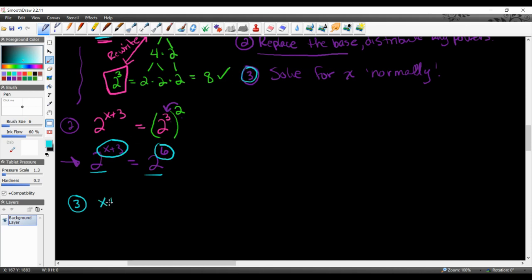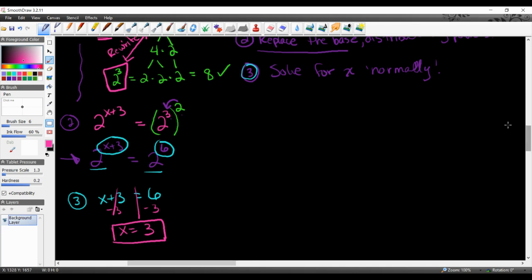And we're going to solve. So x plus 3 equals 6. Solve for x. So let's see, minus 3, x is equal to 6 minus 3 is 3. That's it. So this is our answer for this equation.